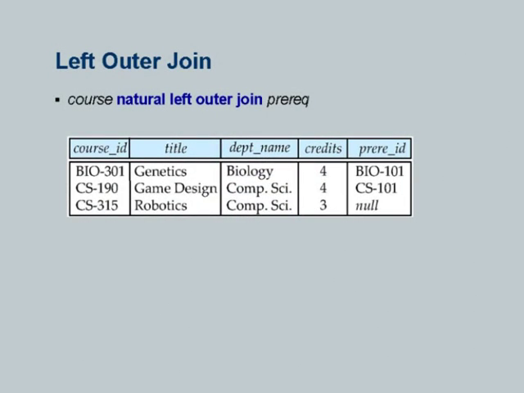In a join, it would have been eliminated. But because we said left outer join, all the rows of the left input, here the left input is course, so all the rows of the left input are preserved. So they do appear in the result. In this case, CS315 does appear with the prereq ID set to null.